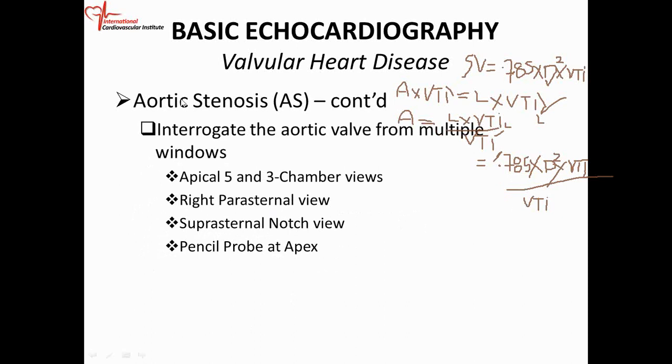Okay, so in order to calculate your aortic valve area, you have to look at the parasternal long axis, the 5-chamber view, but you want to get your aortic valve TVI and mean and maximum gradient by looking at your apical 5-chamber view, 3-chamber view, right parasternal view, suprasternal notch view, and more importantly, use the Pedoff probe at the apex. Okay?